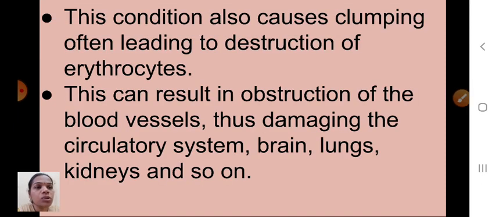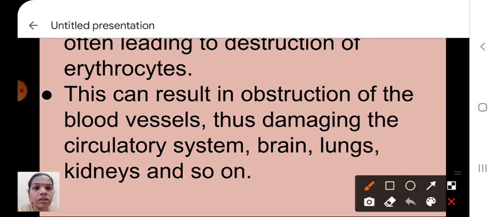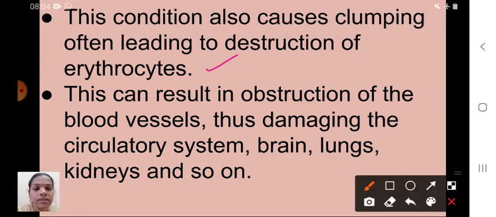This condition also causes clumping, often leading to destruction of erythrocytes, that means red blood cells. This can result in obstruction of the blood vessels, as I told, isn't it? Because instead of this shape, if it is like this shape, obviously obstruction will be there, isn't it, children? So those are obstacles.